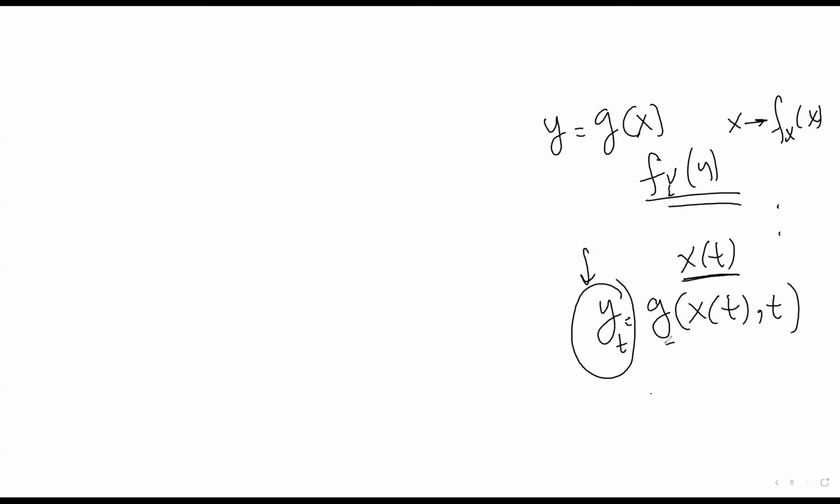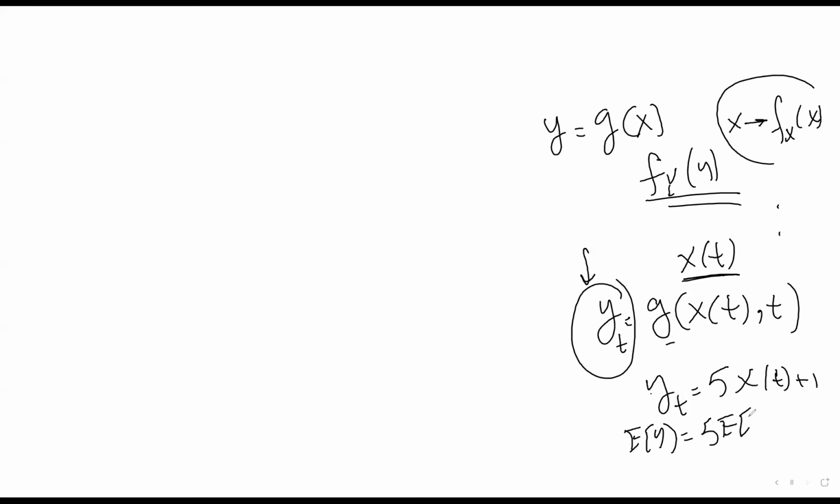Okay, so in principle, if g is just a one-to-one mapping, for example, if y of t equals 5 x of t plus 1, in this case you can apply the same methods that we applied before. How will the characteristics of y be? It is easy. For example, the mean of y, the expected value of y of t, equals 5 times the expected value of x of t plus 1.